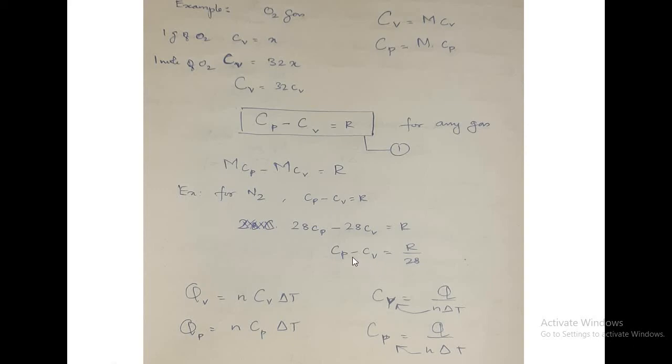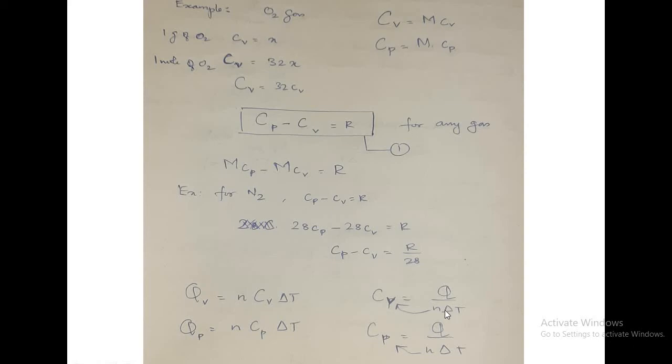Okay. So the relation between Cp and Cv is very important in thermodynamics. Cp minus Cv is equal to R. You can see some of the books for the derivation of this. You can also find out the value by knowing the mass. Cv is equal to Q by n into delta T. This is your formula for specific heat capacity at constant volume and specific heat capacity at constant pressure.